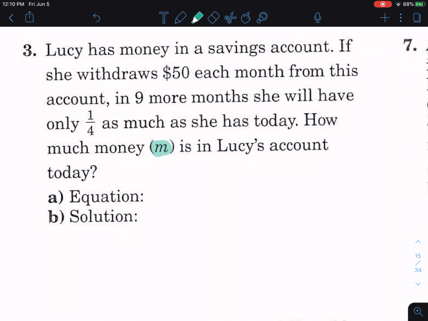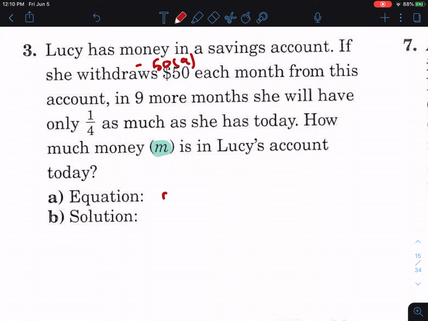Let's start with 3. It says Lucy has money in a savings account. So right here, her money is M. That's how much she has. If she withdraws $50 each month from this account, in 9 months, she will only have 1/4 as much as she does today. Okay, so withdraw means subtract. So we're going to be subtracting $50 times 9 because it's going to be for 9 months.